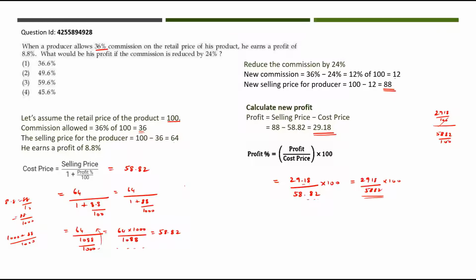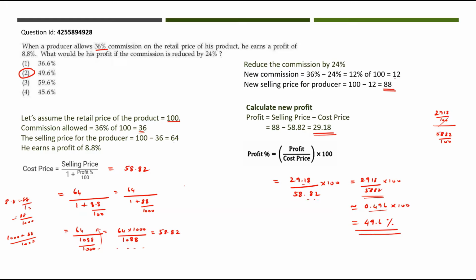So this division will give you a value of 0.496 and this 100 will be retained as it is. So what will be the percentage now? If you multiply 100 to this particular decimal value, you will get 49.6%. This percentage is available in option 2. So option number 2 will be the right answer.